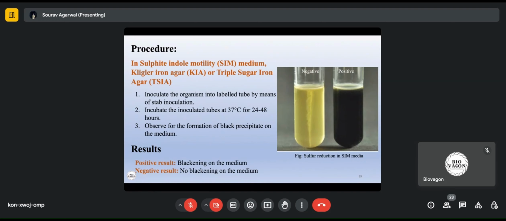If we see there is blackening in the media, that indicates the presence of H2S gas. That means our sulfur was broken down to H2S. Okay, and if we see no blackening in our media, that means that our organisms are H2S negative.